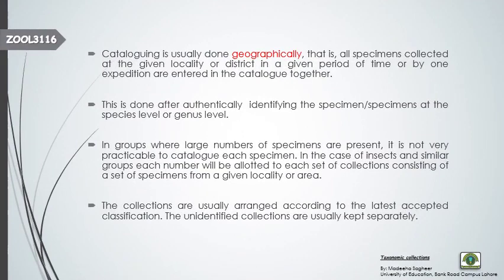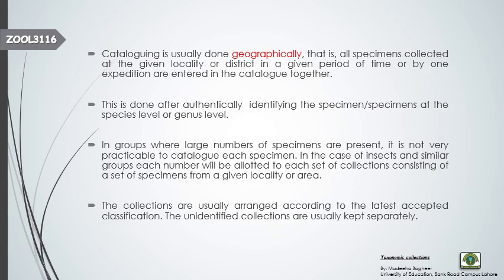In case of taxonomy, cataloging is usually done geographically. That is, all specimens collected at a given locality or district in a given period of time, or by one expedition, are entered in the catalog together. So what does it mean? If I have gone traveling to search for specimens, whatever I got during that expedition, I will catalog together in a single catalog card or single catalog number. So cataloging is usually done geographically.